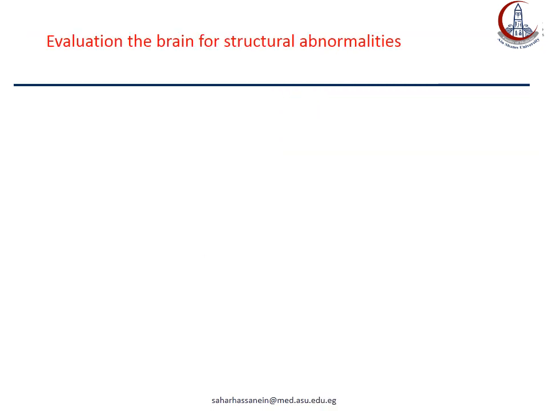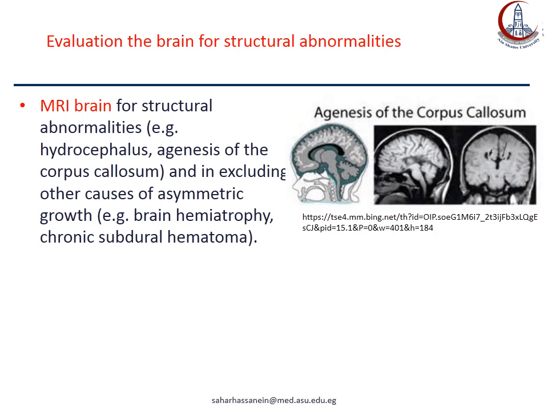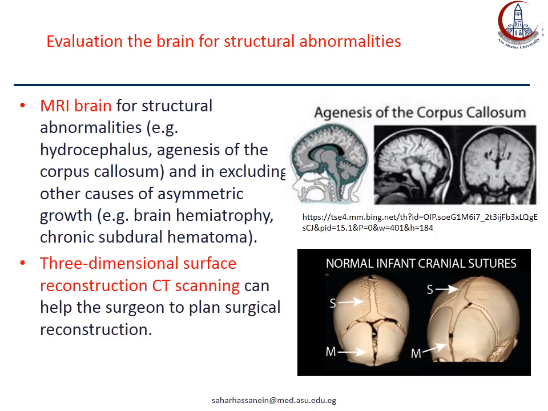How can you evaluate the brain for structural abnormalities associated with craniosynostosis? Usually, in isolated cases, there are just bone deformities. MRI brain will be done if you suspect structural abnormalities such as hydrocephalus, agenesis of corpus callosum, and in excluding other causes of asymmetry of growth of the head such as brain atrophy. Three-dimensional surface reconstruction CT scanning can help the surgeon to plan surgery for reconstruction in cases of cosmetic correction.